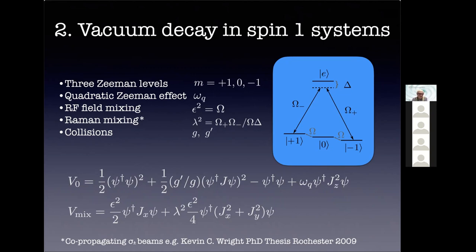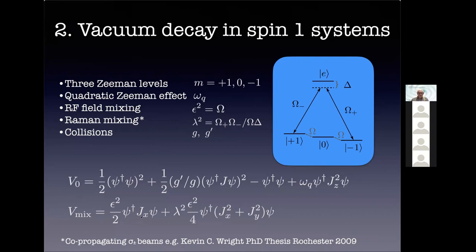So the potential I've written as a V naught. The first term is the normal quartic term. The second term is another quartic term that's allowed if spin is bigger than a half, and that's parameterized by G prime. The third term is chemical potential. The fourth term is a quadratic Zeeman effect. And then underneath we have the mixing terms, which are added to the ones above.